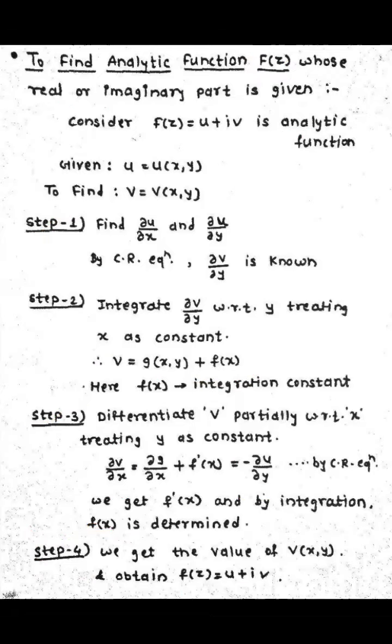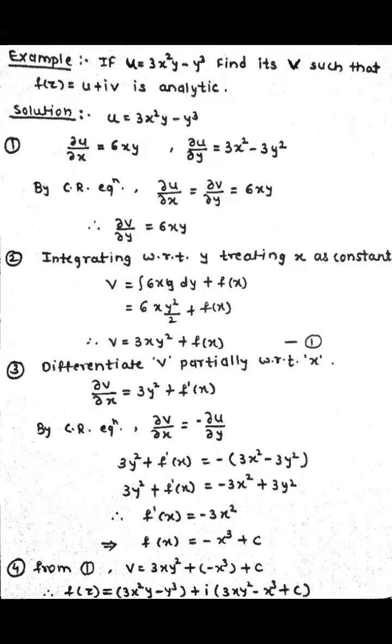So to understand this concept, take one example. The example is, if u is equal to 3x²y − y³, find its v such that f(z) = u + iv is analytic. Let us begin with the solution. Here is the given information about the real part, that is u, and we have to find the imaginary part, that is v here.